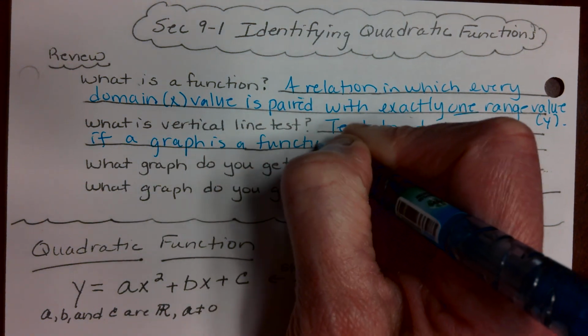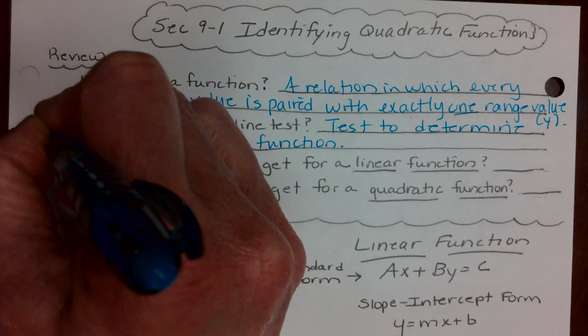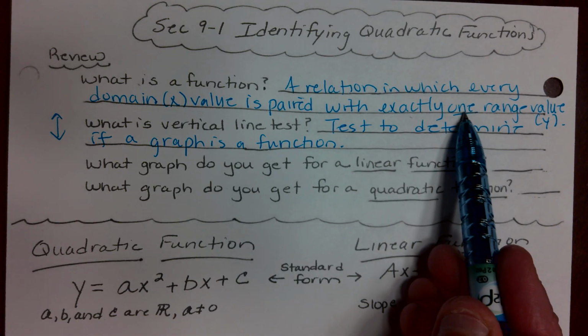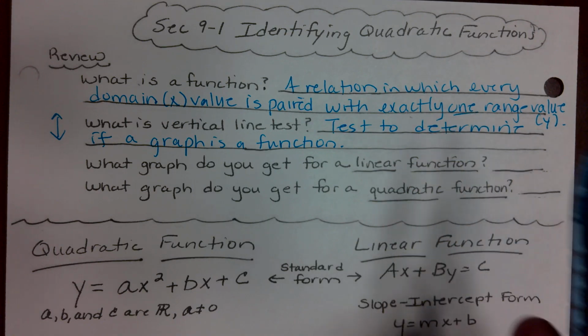So remember, you could draw the vertical line straight down through any part of your graph. And if it hits your graph in more than one spot, it is not a function, because then that implies that there's more than one range value for that x. If you draw a vertical line anywhere and it can only hit at most in one spot, then it is indeed a function.